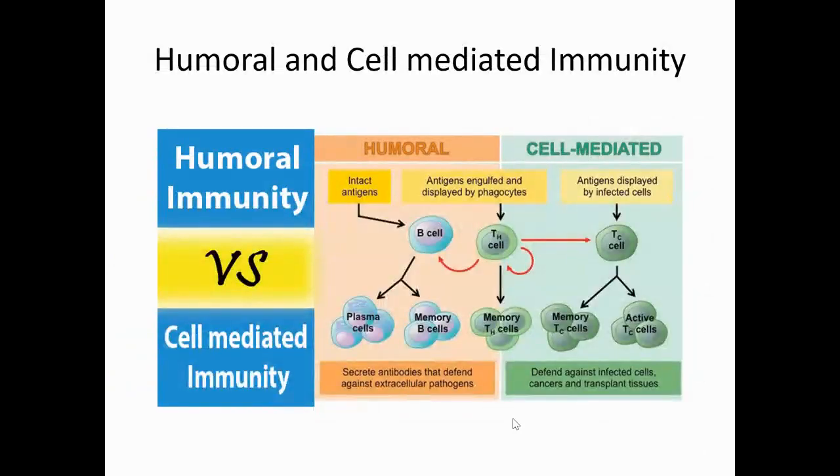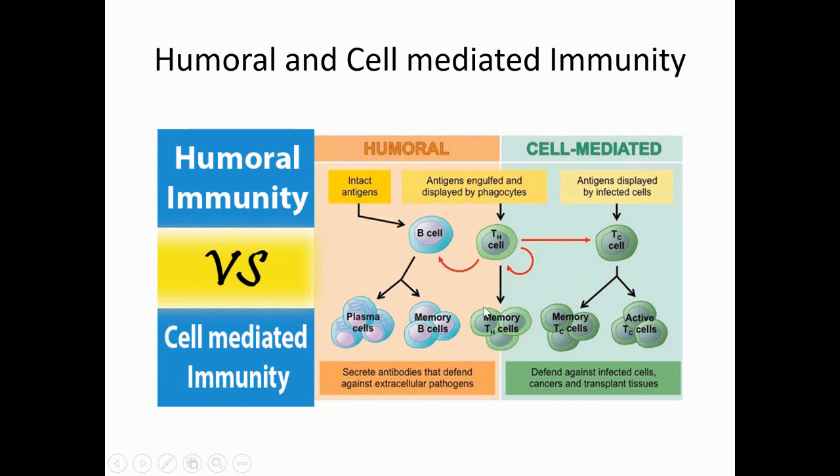Okay. So the first slide here talks about humoral and cell-mediated immunity. There's two different types of immunity that we have. And again, I don't want to get too detailed because that's not the point of this class, but I just want to give you an overview. So humoral and cell-mediated immunity are both necessary.